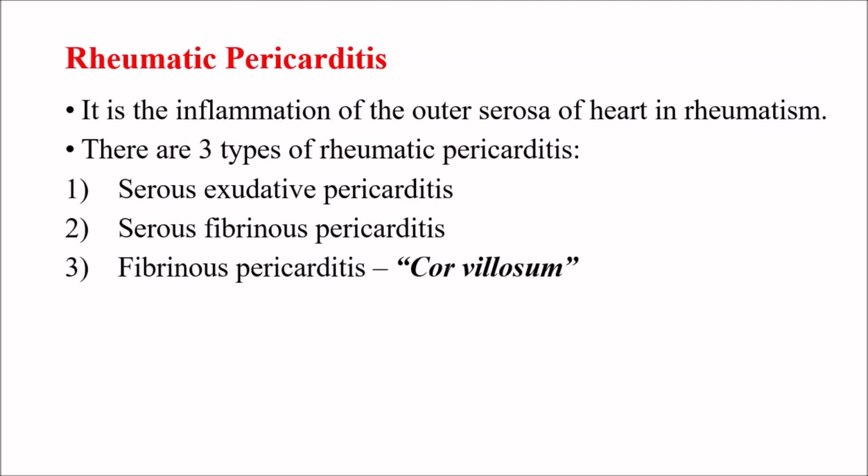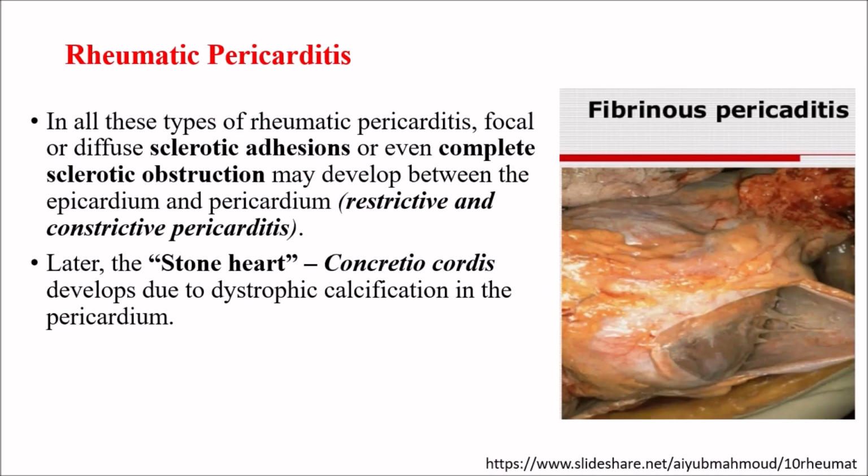Now let me discuss rheumatic pericarditis, which is the inflammation of the pericardium, the outer covering of the heart in rheumatic fever. There are three types of rheumatic pericarditis: serous exudative pericarditis, serous fibrinous pericarditis, and fibrinous pericarditis that forms the cor villosum.